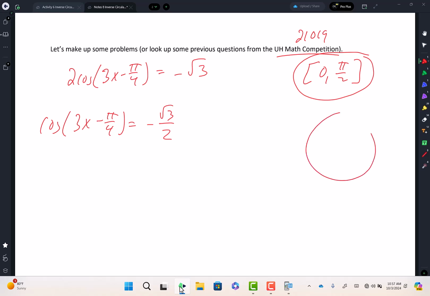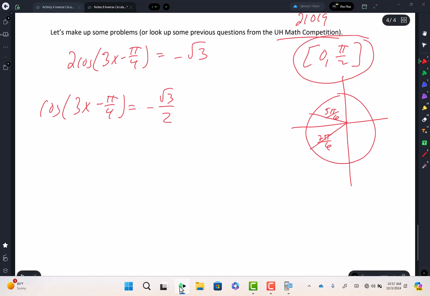Where is cosine? Look, I'm going to draw a unit circle. Where is cosine negative square root of 3 over 2? Right here in this quadrant and in this quadrant. Give me the radians. The denominator is a 6. 5 pi over 6. What's the other one? 7 pi over 6. See, this is why we give you those unit circle quizzes, guys.